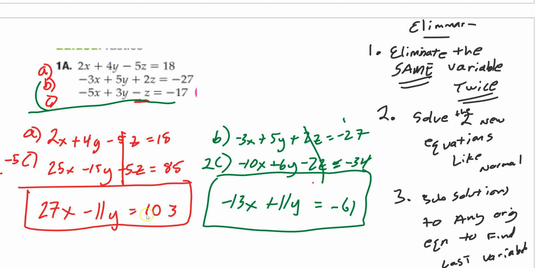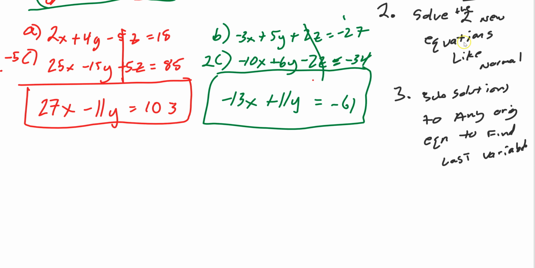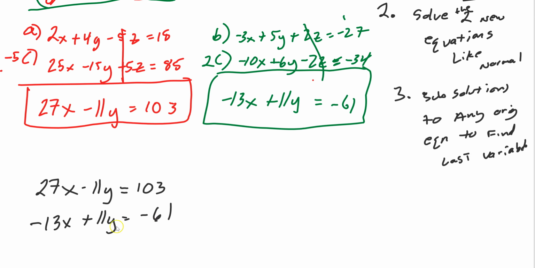So once you get your two new equations, step 2: solve the two new equations like normal. I'm just gonna rewrite these so we have them right on top of each other. 27x minus 11y equals 103. -13x plus 11y equals -61. Now all we're going to do here is solve like a normal elimination substitution problem, like we did in section 3.1.